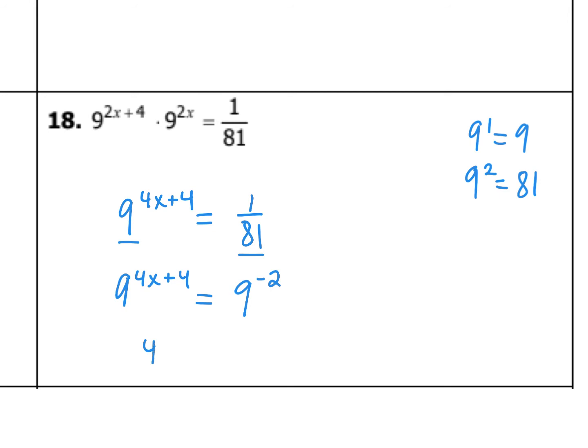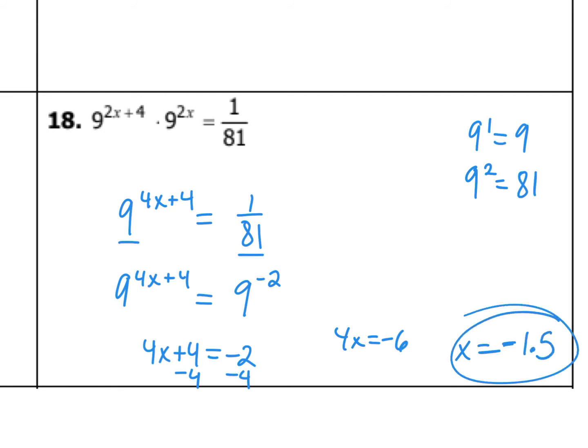Lastly, 4x plus 4 equals negative 2. Subtract over the 4. 4x equals negative 6. And what does x equal? Negative 3 over 2 or negative 1.5. Good. Negative 3 over 2 or negative 1.5. I like it. Questions on that?